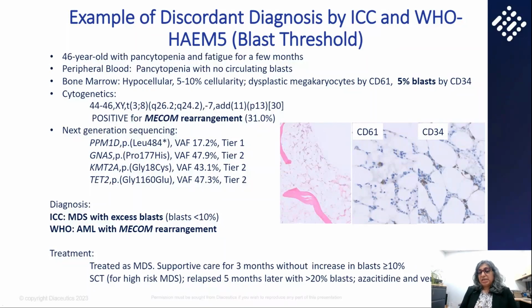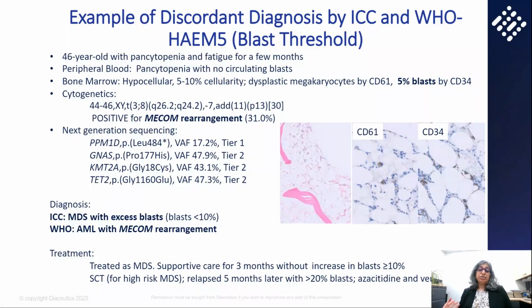So what happened to this case in terms of treatment? When we discussed this case with the clinician, they felt that given the marrow is hypocellular and blasts are not that increased, they decided to treat the patient as MDS. The patient was treated with supportive care for 3 months, and during this time, he did not show an increase in blasts beyond the 10% threshold. Given the MECOM rearrangement, the patient did receive a stem cell transplant, but he relapsed 5 months later with more than 20% blasts and is currently on azacitidine and venetoclax.